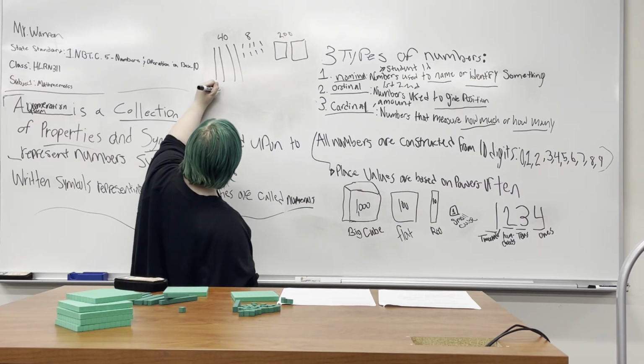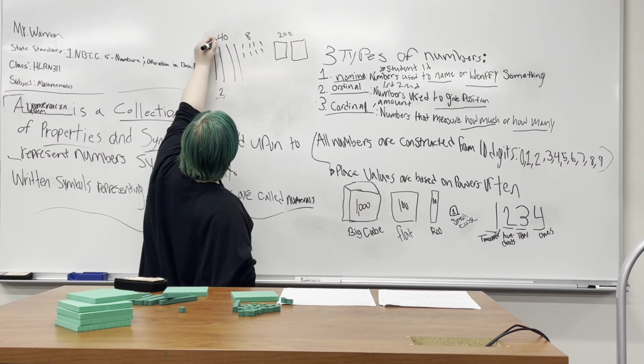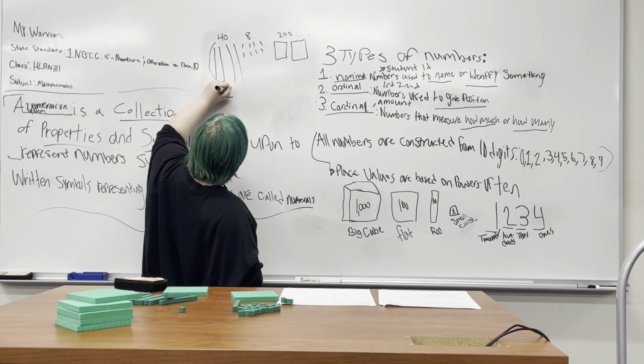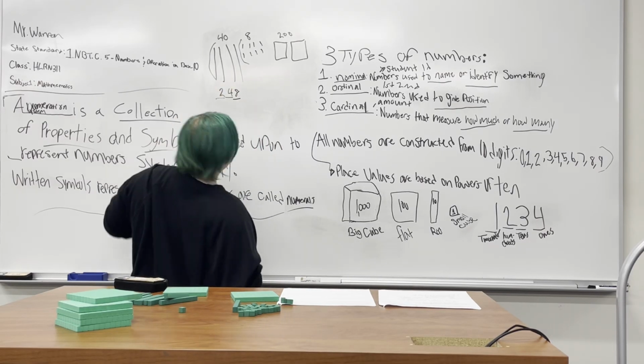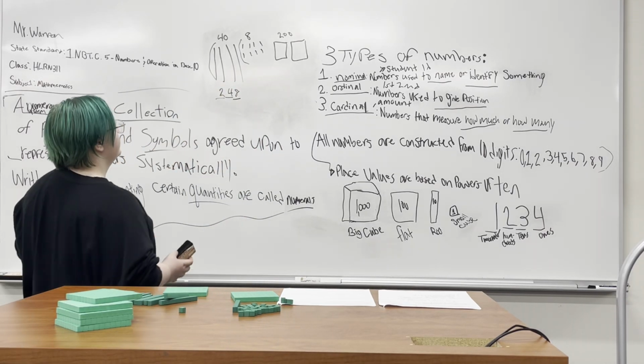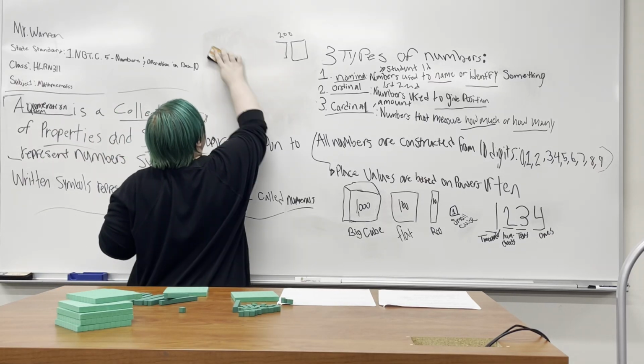Alright, now when we put that number together, we got the 2 in the hundreds place, the 4 rods in the tens place, and the 8 ones in the ones place. And so we get our number 248. Alright. Now let's do some simple addition.